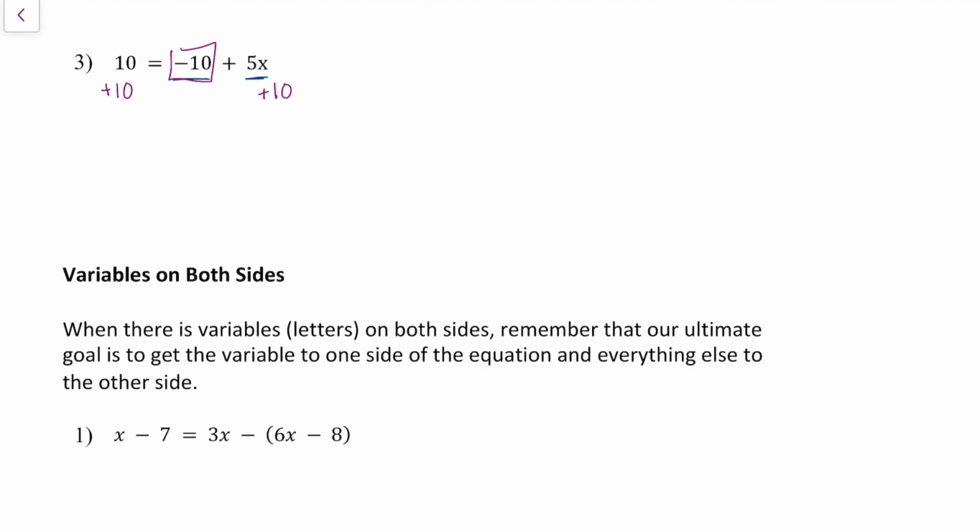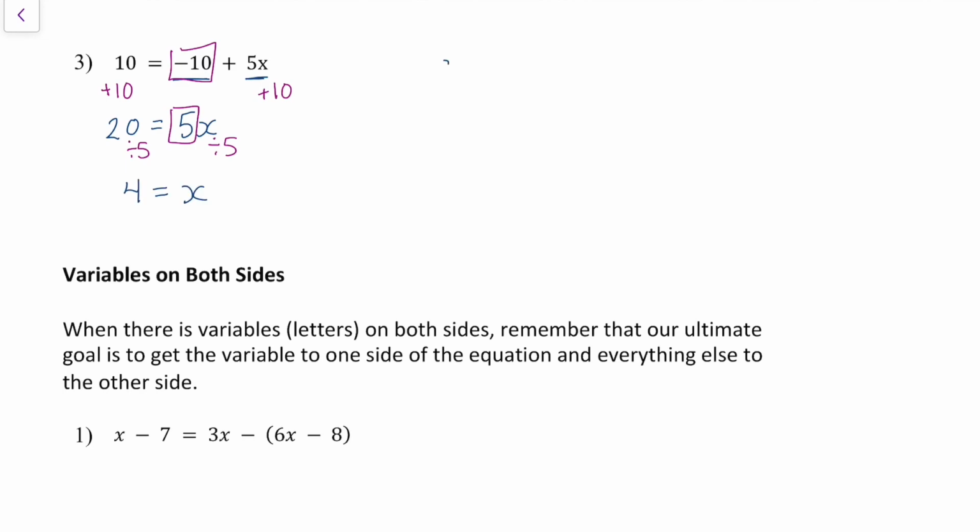So on this side I end up with 20, and on this side I have my 5x. And now I can deal with my multiply 5 by dividing by 5. And on this side, I end up with 4 equals x.